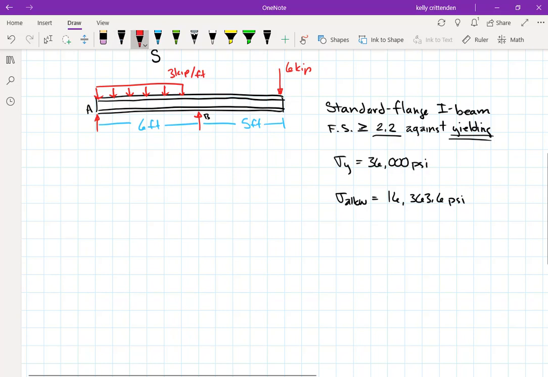And I just didn't draw that there's also the possibility for a horizontal reaction at that pin, but it's going to be 0 for what we're doing here. We need to figure out these two reactions. So let's lump the distributed load. It's 3,000 pounds, 3 kips. Let's leave them in kips for this one. 3 kips, but it's over 6 feet, so that's 18 kips total.